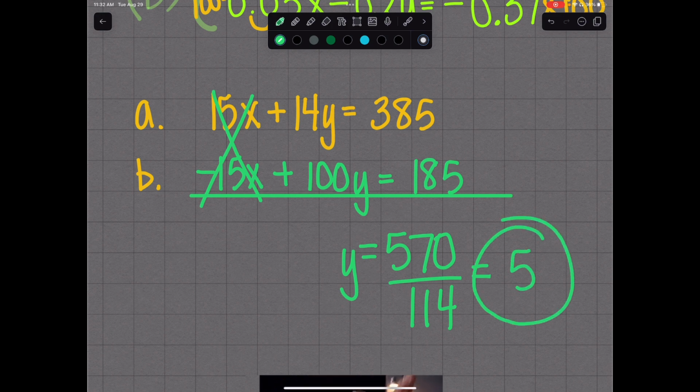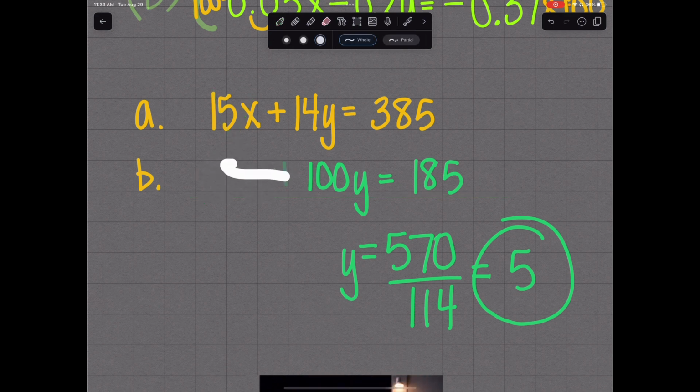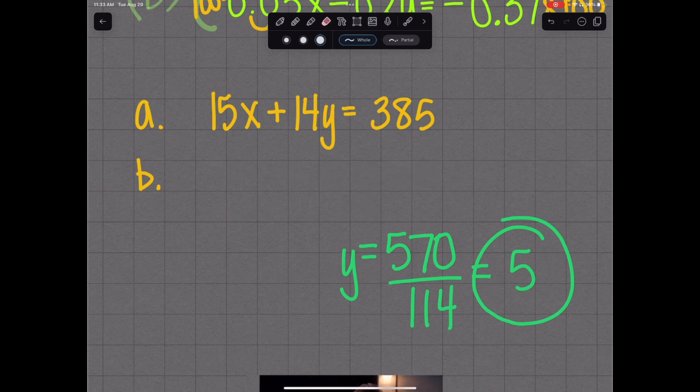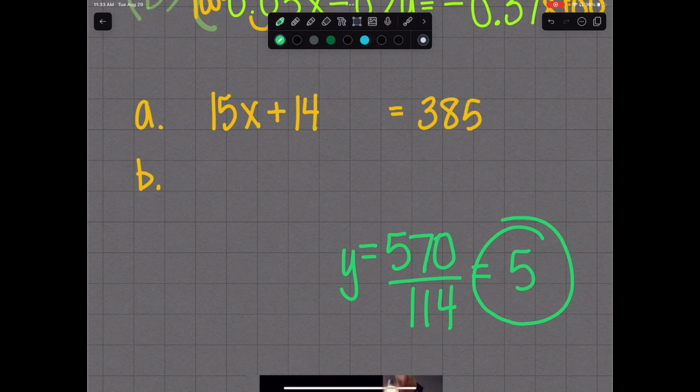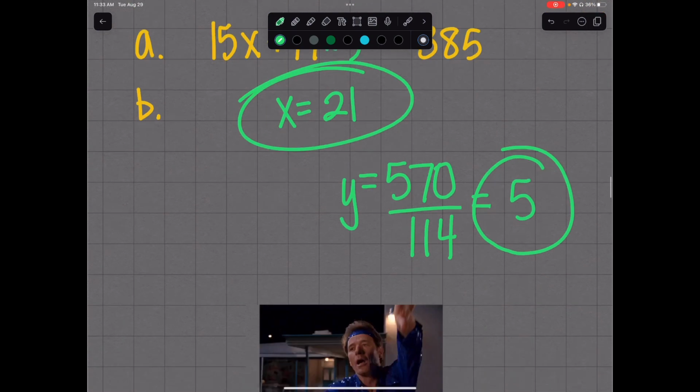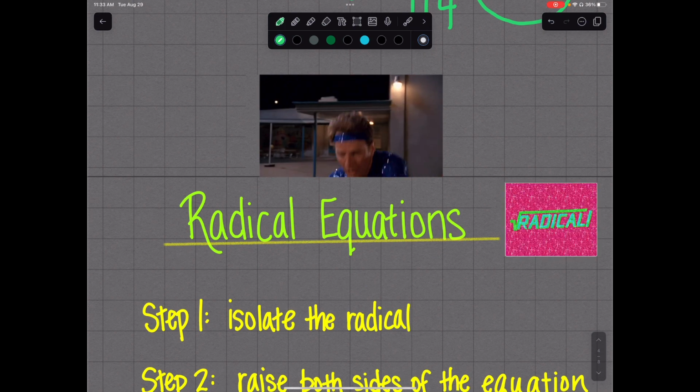Then you want to find the x, right? So then you take that 5, which is the y, and then you can plug it into any one of these equations. So instead of that y, we're going to put 5 there, and then we just solve for x. And you know how to do that already. If you do that, you get 21. If you don't know how to do it, ask me, but I think you know how to do it.